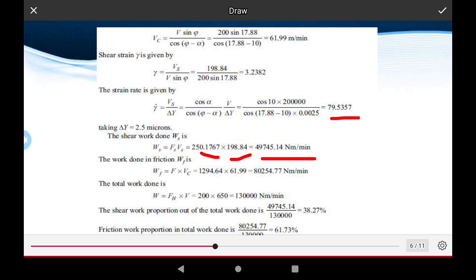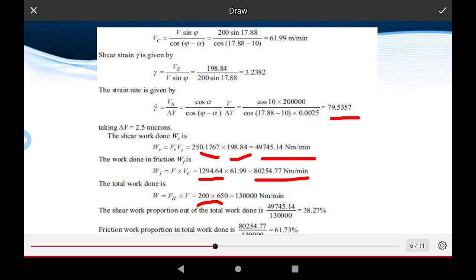The friction work is Wf equal to F into Vc. This is the F value; find out the value. The total work is F into V. This value is 13.